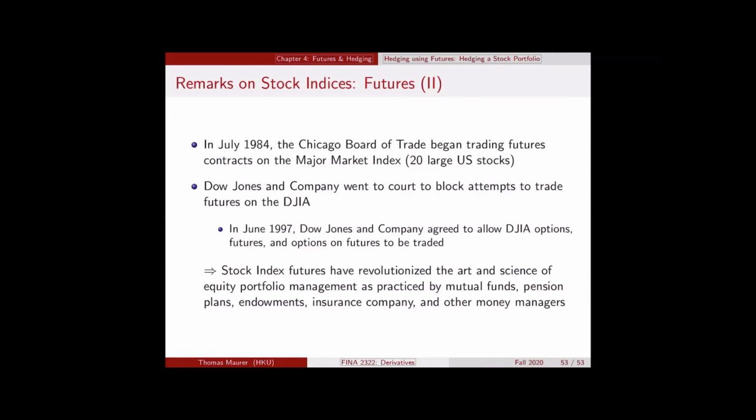S&P 500 index. Notice that stock index futures are a big innovation in financial markets, and they have helped many different investors, ranging from mutual funds, pension funds, endowments of charities and NGOs or governments, insurance companies, and many other money managers. And this concludes the discussion of our chapter 4.